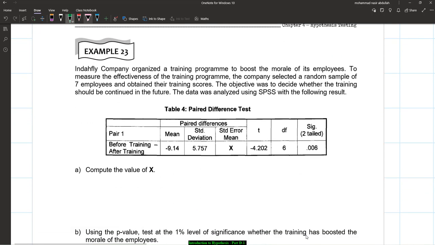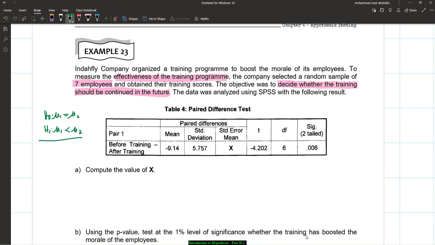In the Fly company, they organized a training program to boost the morale of its company employees. To measure the effectiveness of the training program, the company selected a random sample of 7 employees and obtained their training scores. The objective was to decide whether the training should be continued in future. So maybe we want to know whether the score before the training is lower than after the training. So the null hypothesis will be mu1 equal to mu2, and the alternative hypothesis mu1 is less than mu2, right?